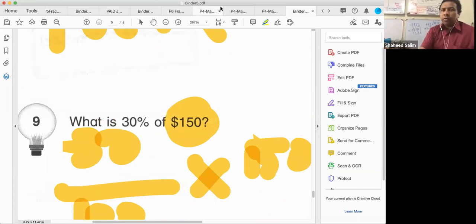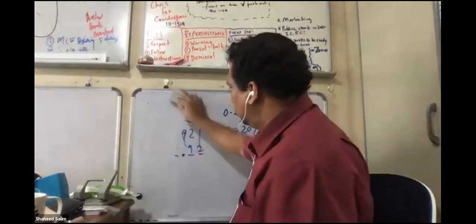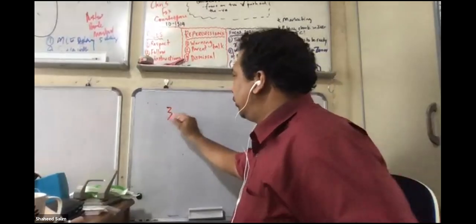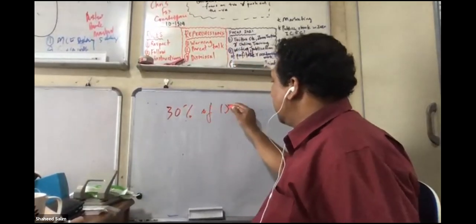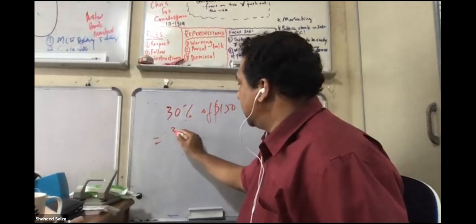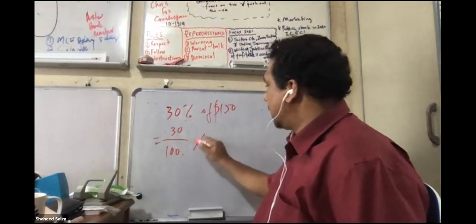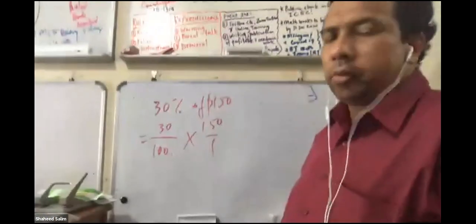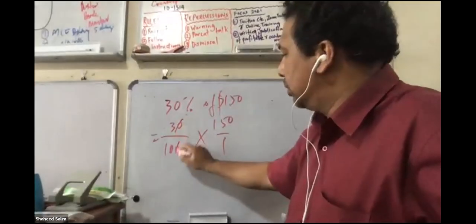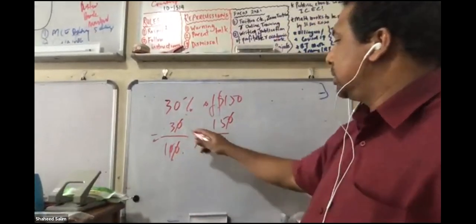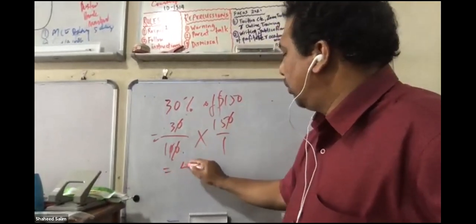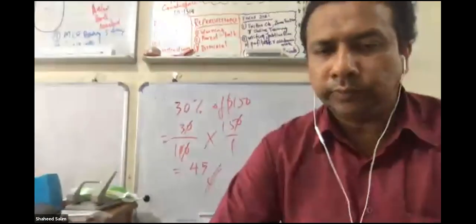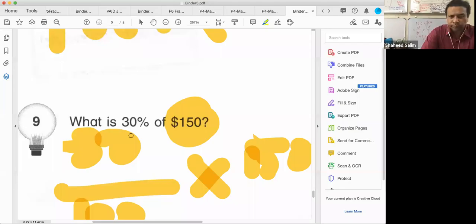Okay, I hope you're not getting confused. Zain, what's the answer? 30% of $150. Simple. 30% is 30 over 100. Of is times 150. So now you can cancel 0, 0, 0, 0. Just take 3 times 15. You get $45. Okay. Easy, yeah? We move on to the next one.